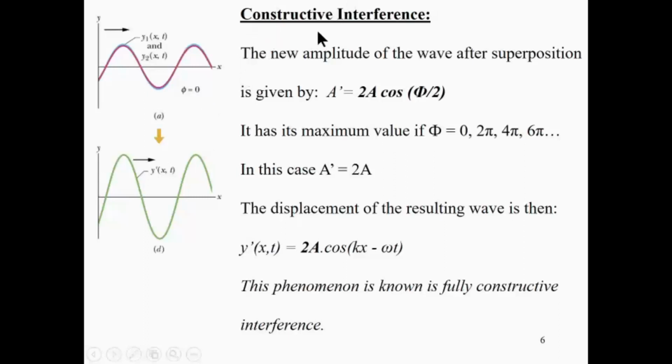So first, constructive interference. What happens if the initial phase difference between these two waves is zero? Zero means like this: zero or 2 pi or 4 pi or 6 pi. In that case, if phi is zero, 2 pi, or 4 pi, you get the new amplitude as twice a. The new resultant wave will have double the amplitude, and this kind of interference is called constructive interference. You get constructive interference when two waves meet in phase, same phase, right?